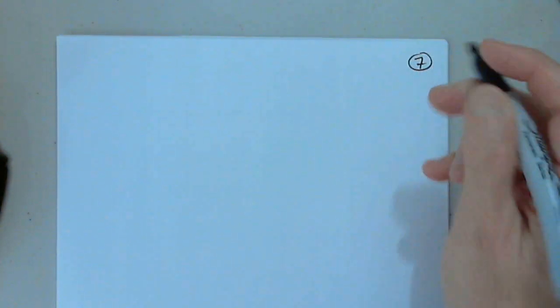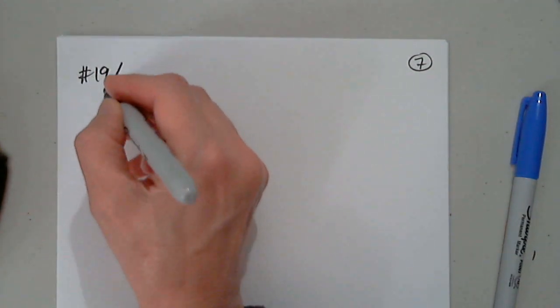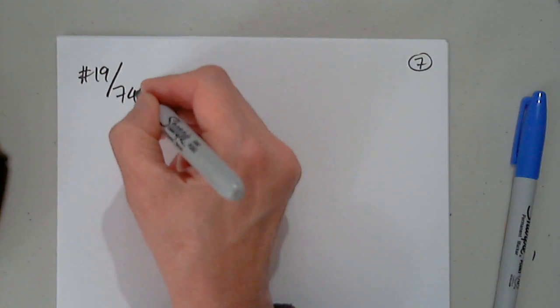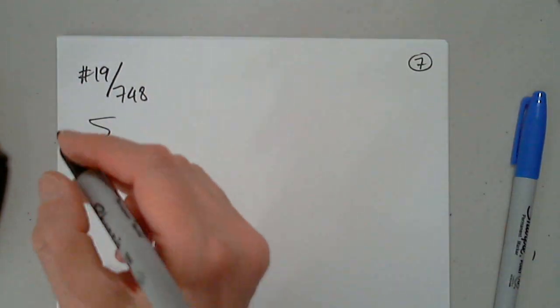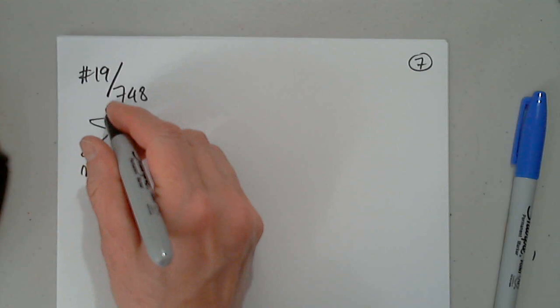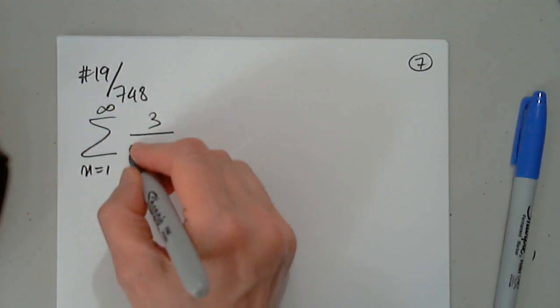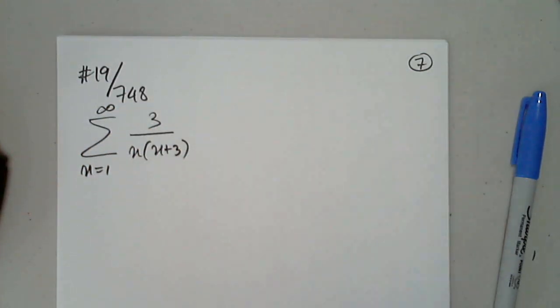Moving on, let's take a look at 19 on the same page, 748. Same idea, just an extra step here. The sum from n equals 1 to infinity of 3 over n plus 3. Okay, so the same question: determine whether the series is convergent or divergent, and if it is convergent, find its sum.